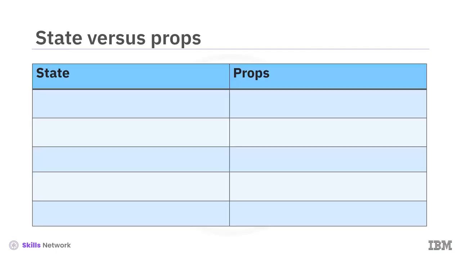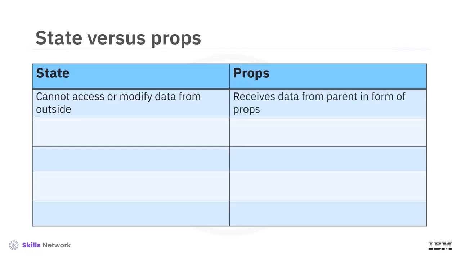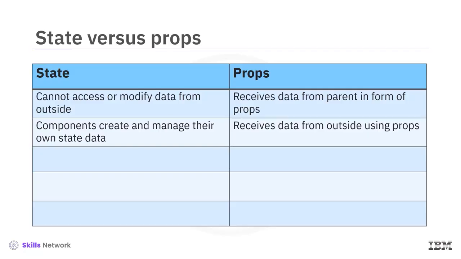Let's compare states and props. You cannot access or modify the state of a component outside of the component. Props, on the other hand, make components reusable by allowing a child to receive data from its parent. Components create and manage their own data with their state, whereas they receive data from outside with props. You use a state to manage data and props to pass data between components.